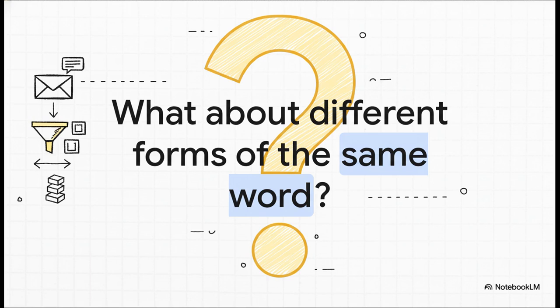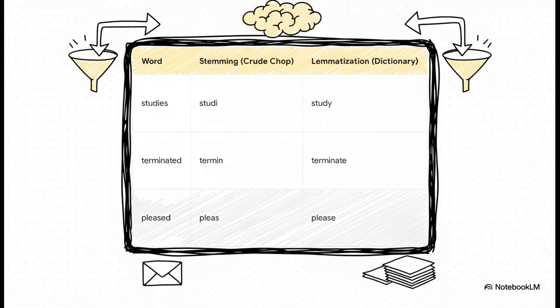All right, we've filtered out the filler words. But here's a new puzzle. What do we do about different forms of the same word? To us, study, studies, and studying are obviously related. But a computer sees them as three totally separate, unique words. So how do we teach it to see that connection? We have two main tricks for this, stemming and lemmatization.